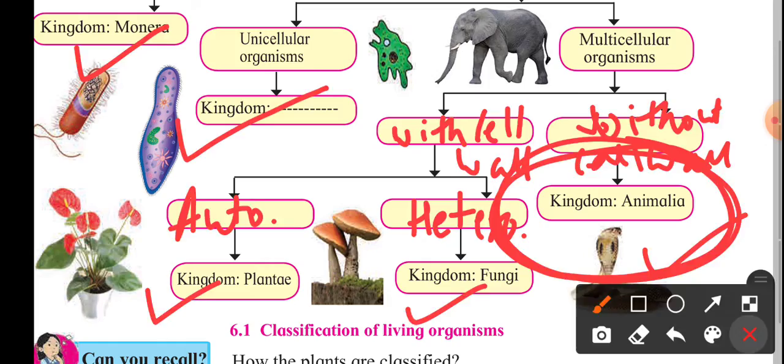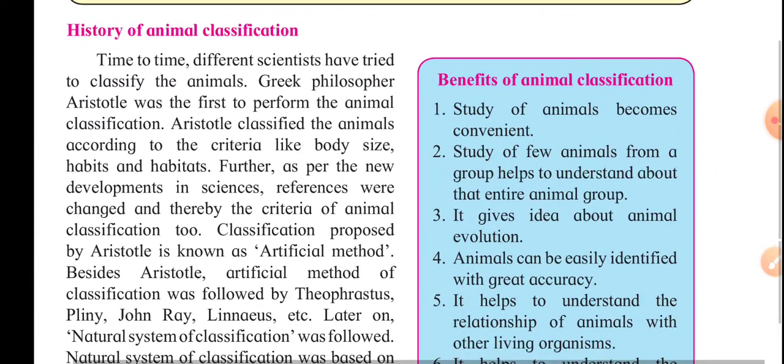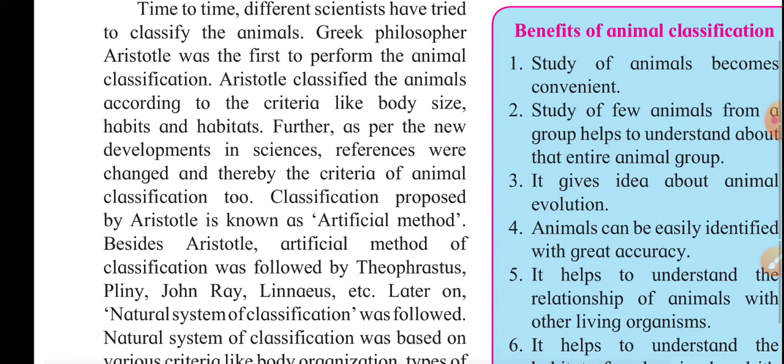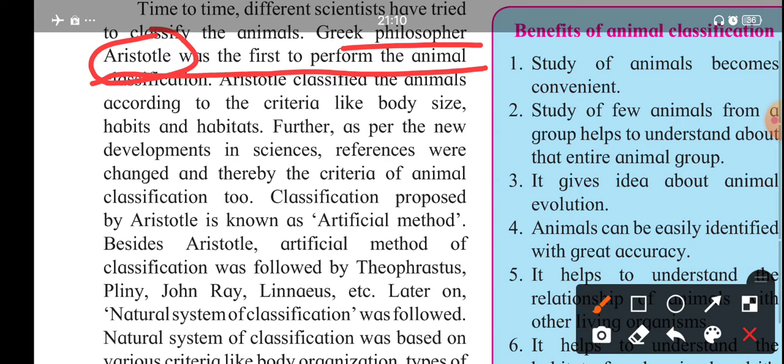In this particular chapter, they have given us the history of animal classification. In this they have given the complete information about how the animal classification had started and how it has grown up to today's classification. So from time to time different scientists have tried to classify the animals, and the Greek philosopher Aristotle was the first to perform the animal classification. So remember this name, Aristotle, the Greek philosopher, he was the first to perform the animal classification.